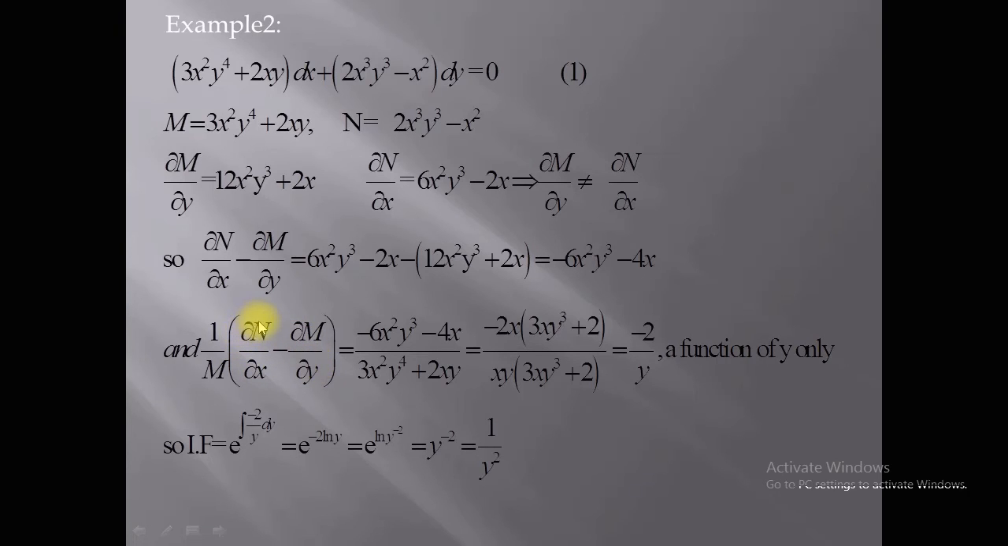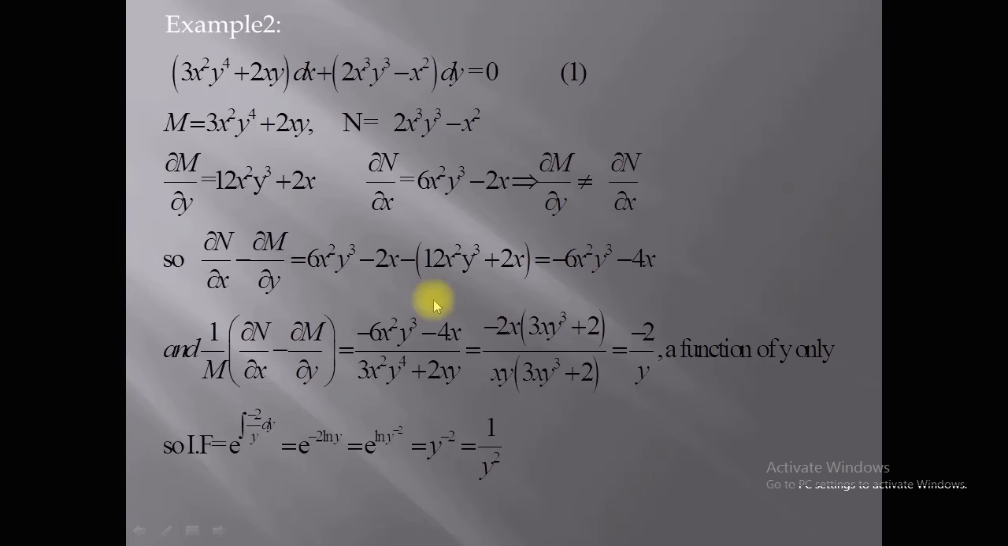So after simplification, first of all find partial N by partial x minus partial M by partial y. We get the value of partial N by partial x minus the value of partial M by partial y. Now after simplification we get minus 6x square y cube minus 4x.